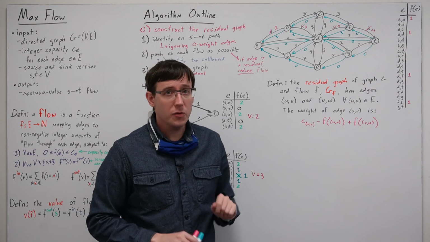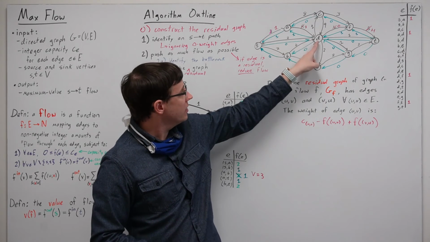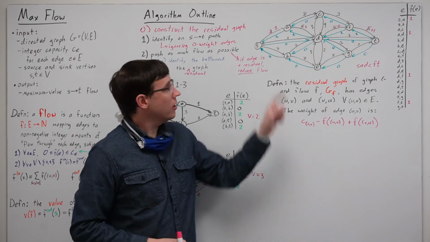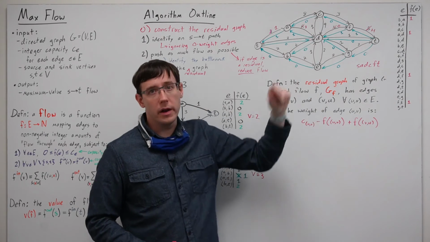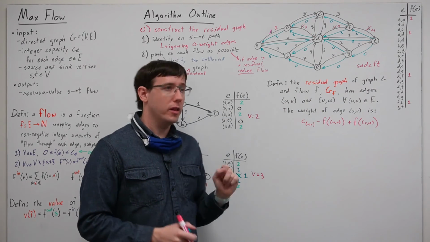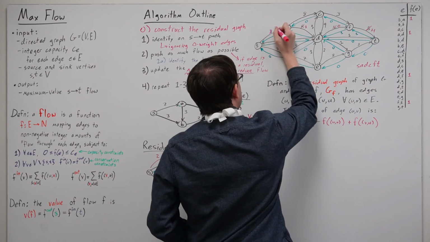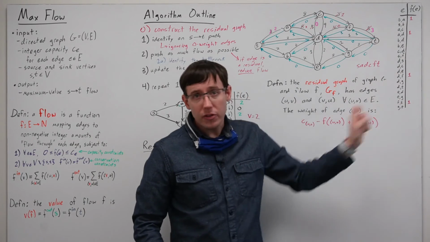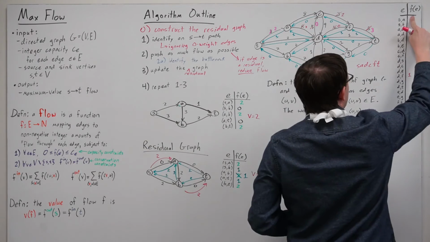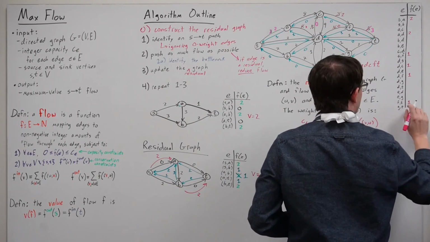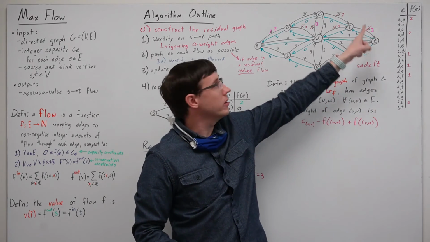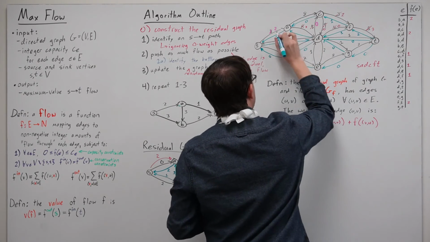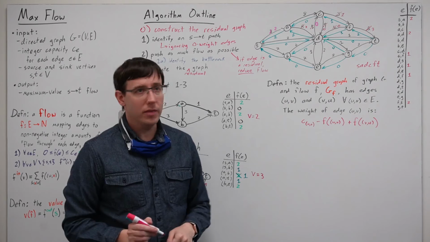Let's suppose the next path we find is S to A to D to C to F to T. And along this path, our minimum capacity is 1 from a couple of different edges. So we'll push 1 unit of flow, and increment the flow table accordingly. And now we have to increase the flow on the back edges. Now we look for another path.